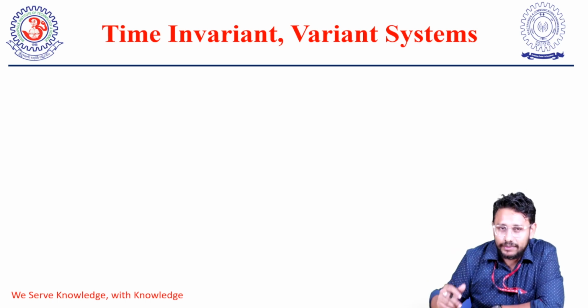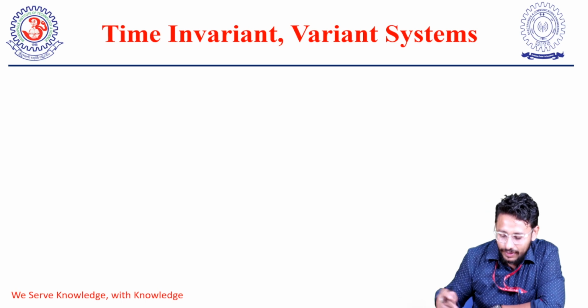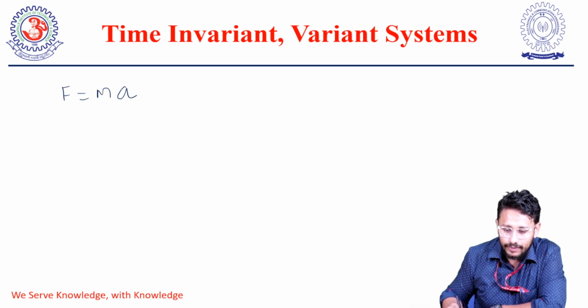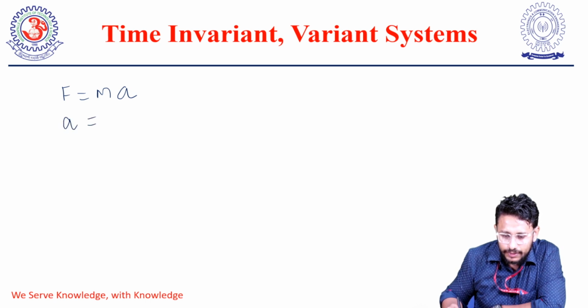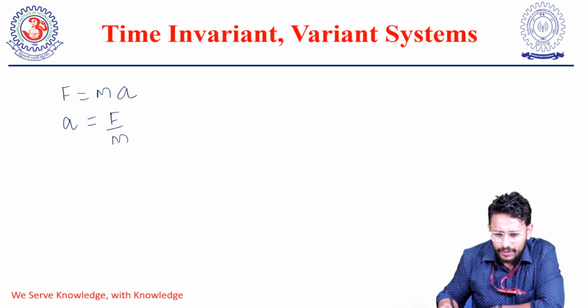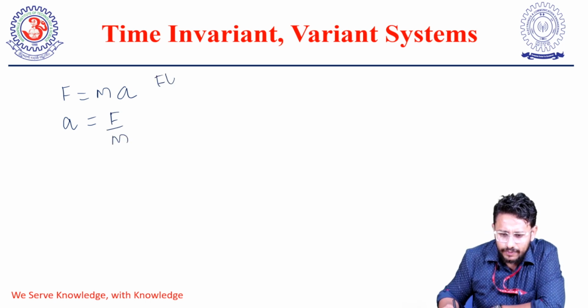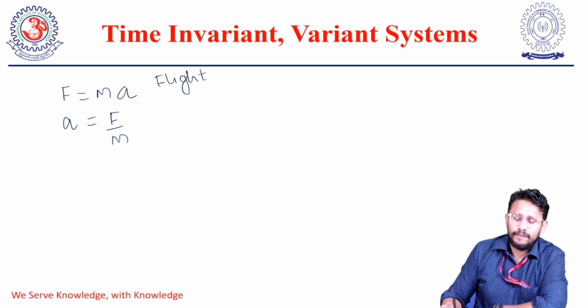For a time variant system, we can consider a flight based mechanism, wherein, say, by Newton's second law, force depends on mass and acceleration, right? Let's assume I'm expecting a response in terms of acceleration for a particular flight based system, say, right?